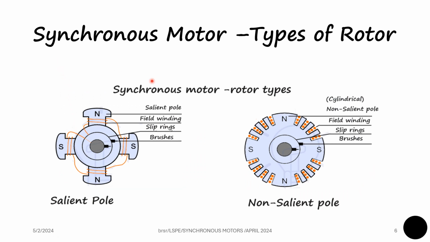The rotors of the synchronous motors can be visualized like this. The salient pole rotor is visualized like this, where we can see the poles as projected as north, and south, and a winding is made on the pole faces. The DC supply is given through slip rings and brushes. In the case of a cylindrical rotor, the poles and the coils are not separately seen. It is a cylindrical structure, and there also the supply for the winding is given through slip rings and brushes.